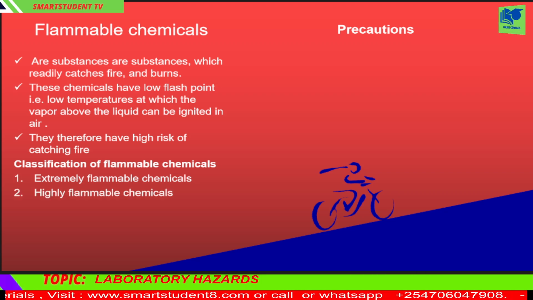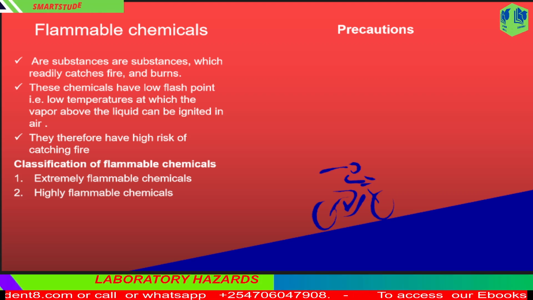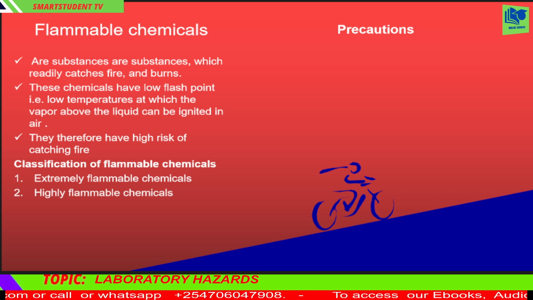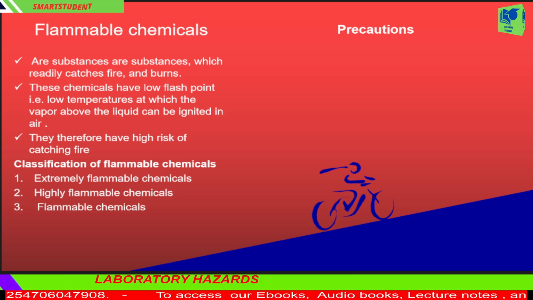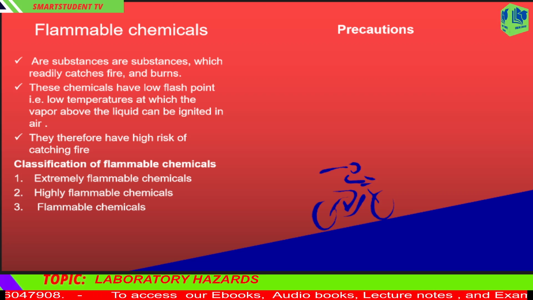B. Highly flammable chemicals. They are liquids with flash points below 21 degrees centigrade or solids which readily ignite after a brief contact with a flame or which evolve highly flammable gases when in contact with water or moist air, e.g. absolute ethanol and methanol. C. Flammable chemicals. They are liquids with flash points of between 21 and 50 degrees centigrade, e.g. glacial acetic acid, xylene or acetic anhydride.